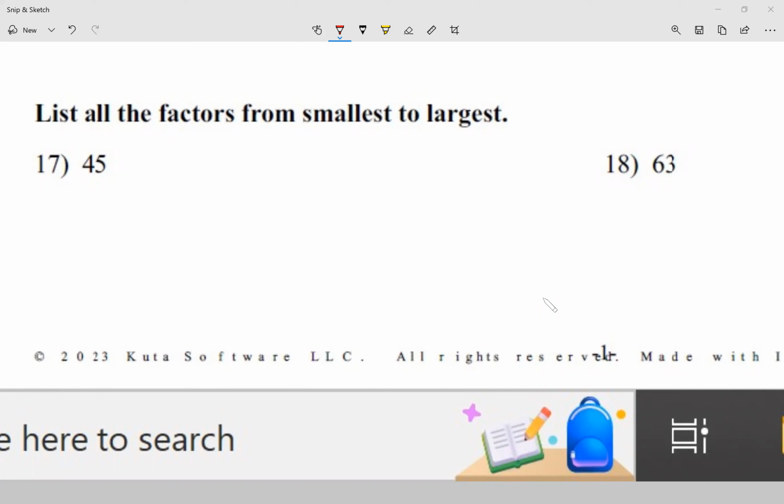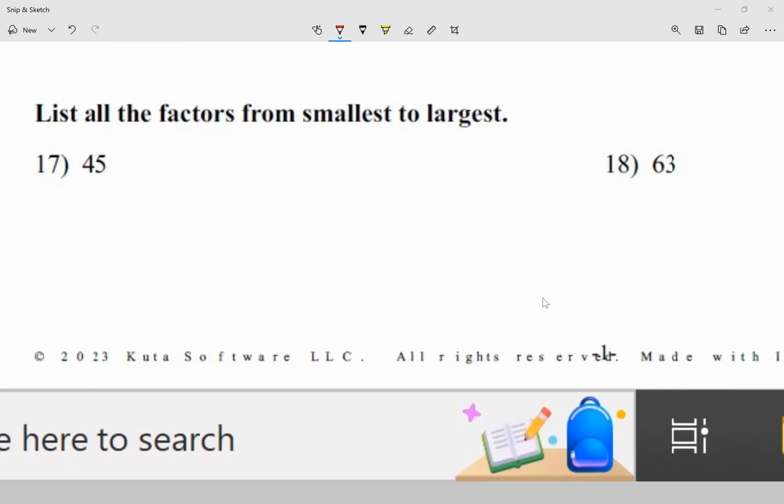In multiplication, the numbers that we multiply are called factors, and the result is what we call the product, right? You guys have heard the word product before. Again, factors are the numbers that get multiplied. The result is called the product. Okay, so we're finding the factors. So what numbers multiplied equal 45?